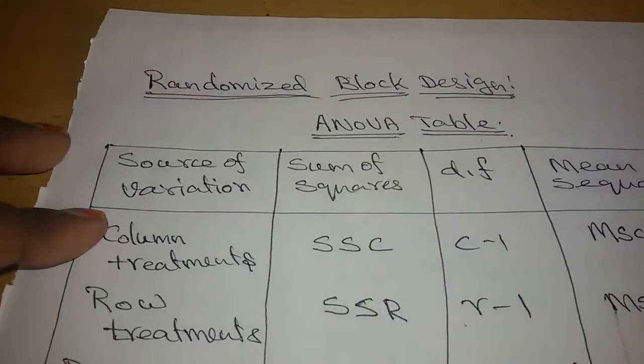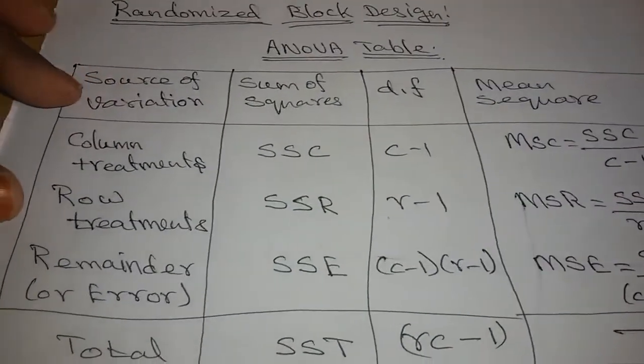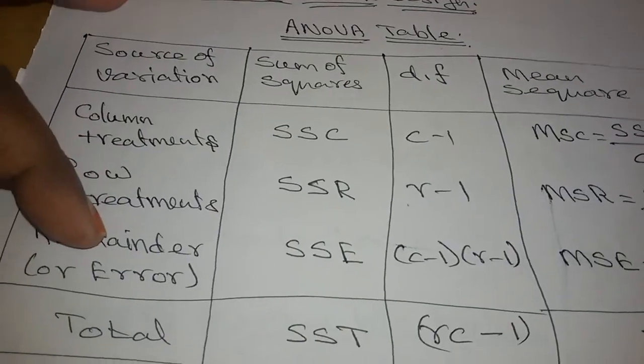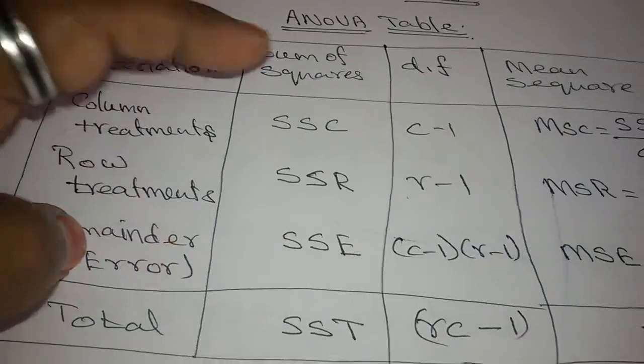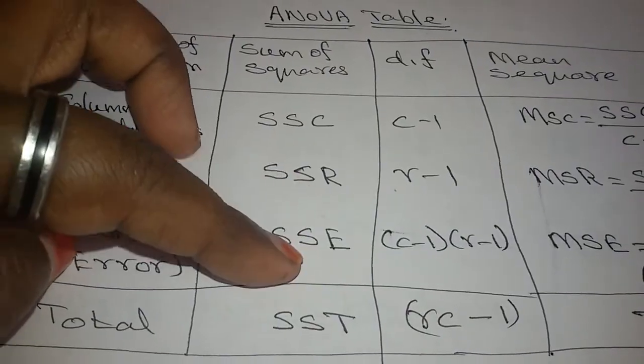The next method is randomized block design. The corresponding ANOVA table is here. Here the sources of variation are column treatments, row treatments, and remainder or error. Sum of squares, as usual, you have to find out SSC, SSR, SSE.